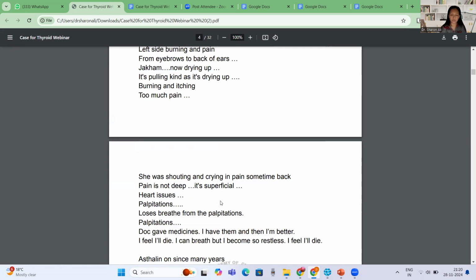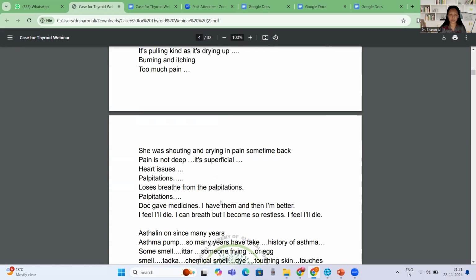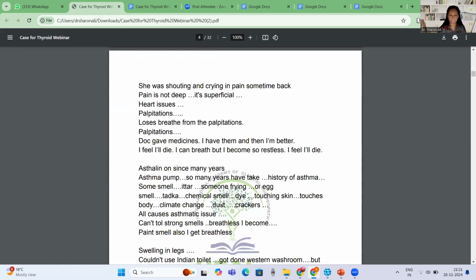Then she has heart issues, palpitation, loses breath from the palpitations. Palpitations, doctor gave medicine, I have them, then I'm better. I feel I'll die. I can't breathe and I become so restless. I feel I'll die. And she's been on aspirin for many years.